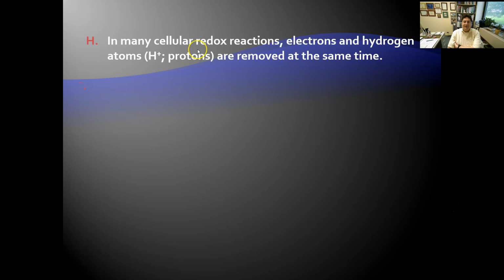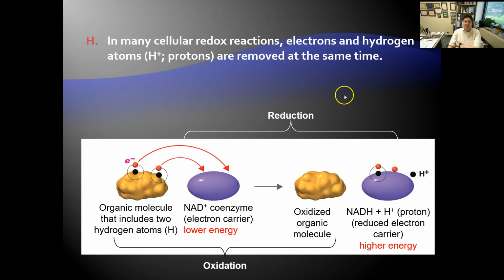Now, in many cellular oxidation reduction reactions, which we shorten to redox, electrons and hydrogen atoms, abbreviated here, are removed at the same time. So as we see here, going along with that loss of an electron, we're also losing a hydrogen. And something will pick up a hydrogen and pick up an electron. So oxidation and reduction.